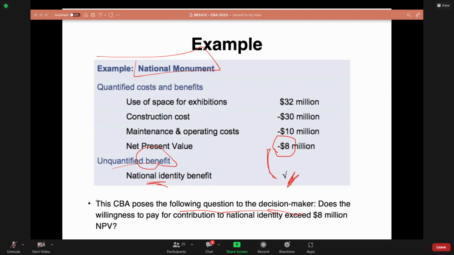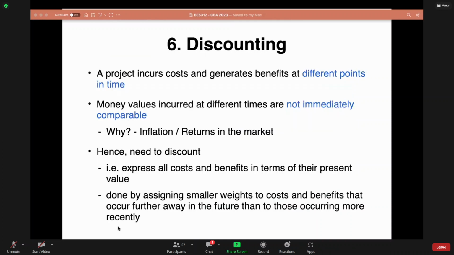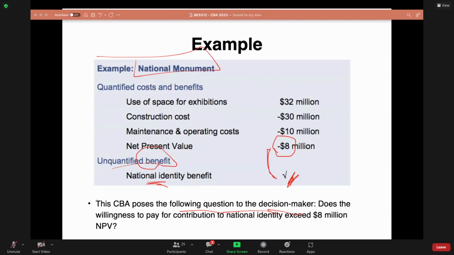Have you started doing these discounting exercises, project NPV calculations with Dr. Danuja? Calculating net present values, those things? Yeah, you've done the discounting, no? Yes, okay.